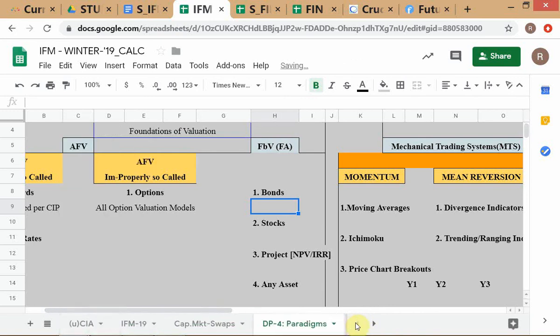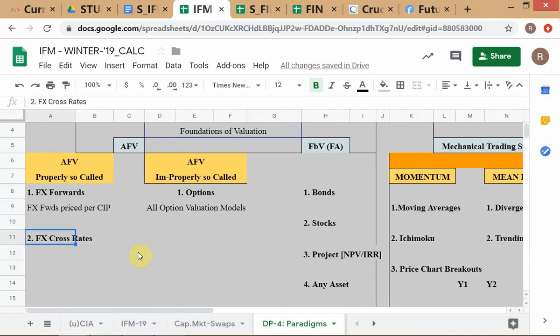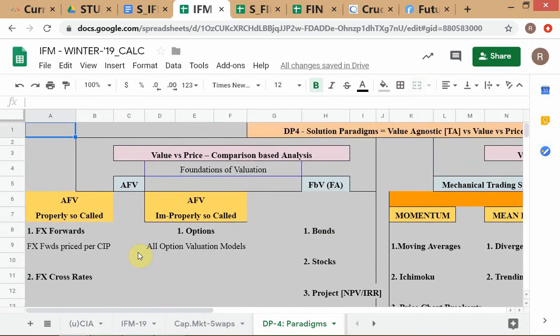All right. Okay, so where were we? Now look at this. We are going to apply this, and now you'll see an example of it. We'll make all the distinctions and have all these discussions in one place. So what is the schema here? At the high level, we have a distinction between value versus price-based analysis and things like TA, which is value agnostic. That's the first level distinction.